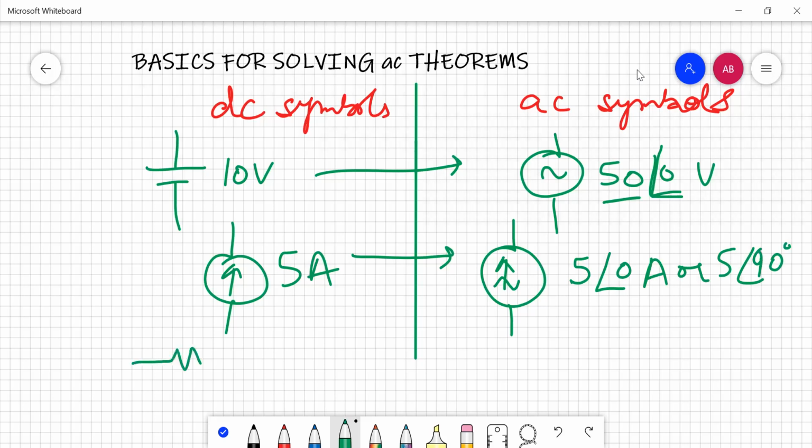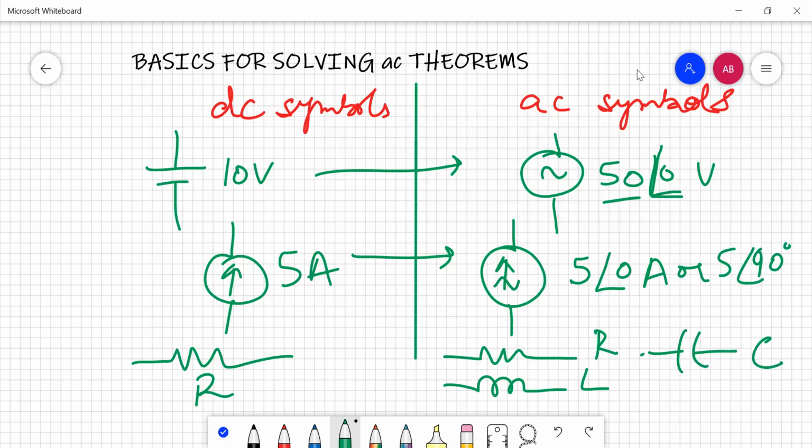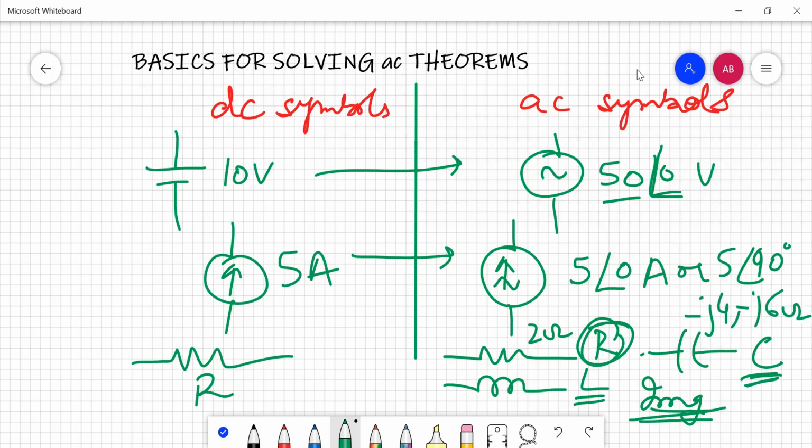The last thing is we use only resistances in our DC theorems, but when we talk about our AC theorems we use R as well as inductor, that is L, and we use the capacitor also. When we talk about resistance, we talk like 2 ohm, 3 ohm, 4 ohm, 5 ohm, etc. But when we talk about the inductor or the capacitor, we talk in terms of the imaginary parts. Resistance consists of the real part while the capacitor and inductor consist of the imaginary part. The capacitor value is always given with a negative sign like minus J4 or minus J6 ohms, while the inductor value is always given in positive terms like J4, J6, J10 ohms.